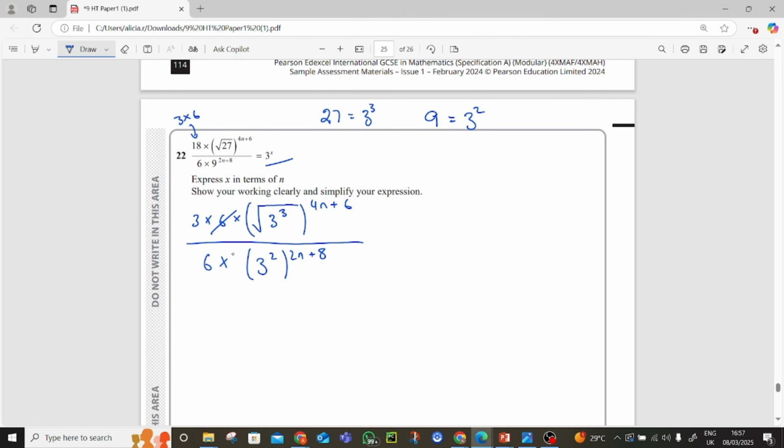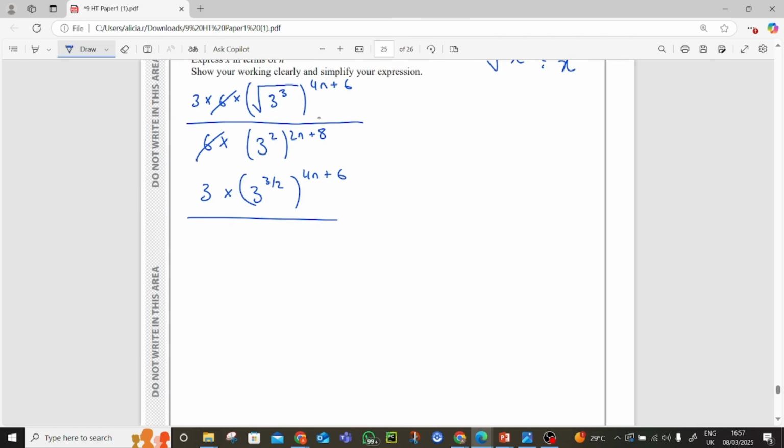Okay, so now, as I said, this 6 will cancel with this 6. I'm going to rewrite this here as well. If you have the square root of something cubed, well, the square root is x to the power of a half, so we can rewrite this as x to the 3 over 2. These two things here are the same. So in this case, this is going to be 3 to the power of 3 over 2. So I have 3 times 3 to the power of 3 over 2, to the power of 4n plus 6, over 3 squared to the power of 2n plus 8.